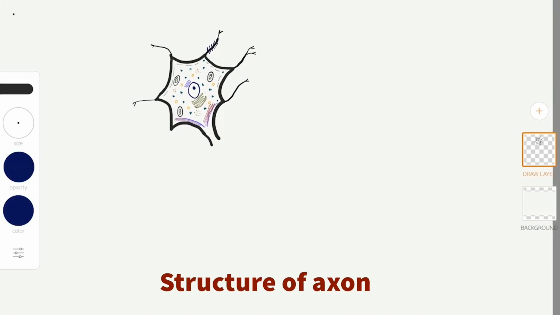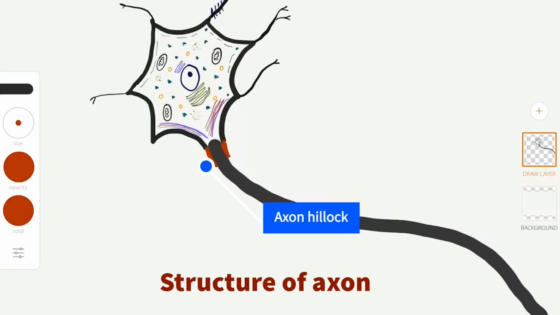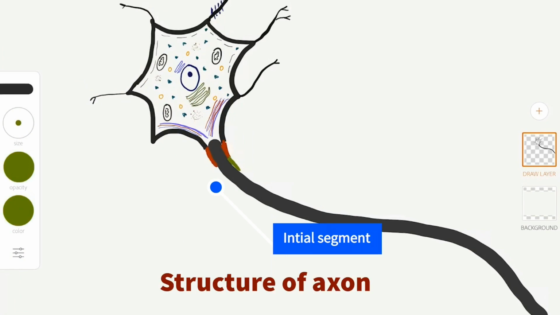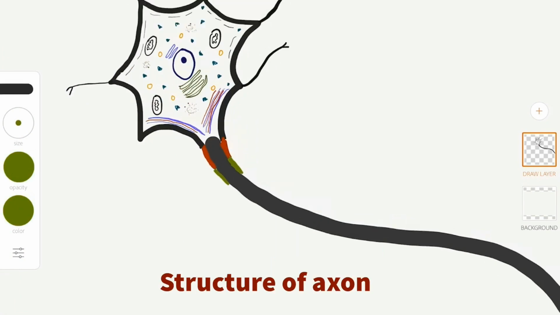Now let's learn about the structure of the axon. Axon is the longest process which arises from the cell body. This arises from a conical elevation, the axon hillock. Axon hillock is the conical area from which we have the origin of the axon. The axon hillock leads to an area referred to as the initial segment. Initial segment measures about 50 to 100 microns and this is the most excitable part of an axon, and hence this is the site where action potential originates.